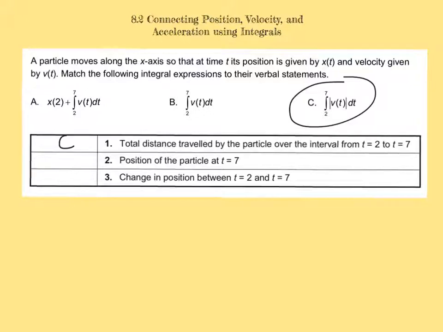Let's take a look at just what this means. If we were to integrate from 2 to 7, v of t dt, we have to find the integrand. Well, if we integrate velocity, we'll get this position. And then it's a definite integral, so we have to evaluate it at both 7 and 2 and then subtract them. So what this really equals is our position at 7 minus our position at 2.